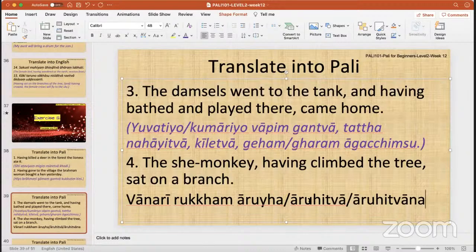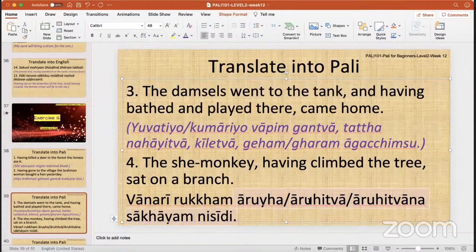Rukkham aruhitva, sat on a branch. On a branch, what is the vibhatti? Locative, Sattami vibhatti. Yes. And sakhayam nisidi. Sakhayam or sakhaya. Yes, sakhayam or sakhaya. Nisidi. Okay, is that correct? Everyone agrees with that?